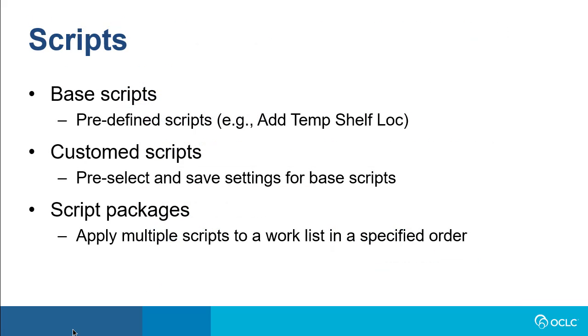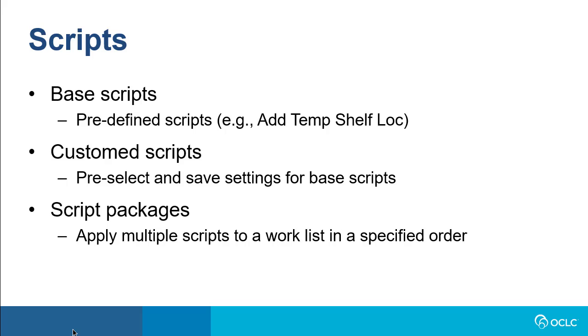Bulk edit of local holdings records relies on scripts. You can use existing base scripts, customize existing base scripts, or package your scripts for more efficiency. Base scripts are predefined scripts already created for use with bulk edits of local holdings records, such as add a temporary shelving location. Customize script allows you to customize an existing base script and save it to be used when you need it. This allows you to bypass selecting the settings such as the field, subfield, etc. for the script each time you want to apply it.